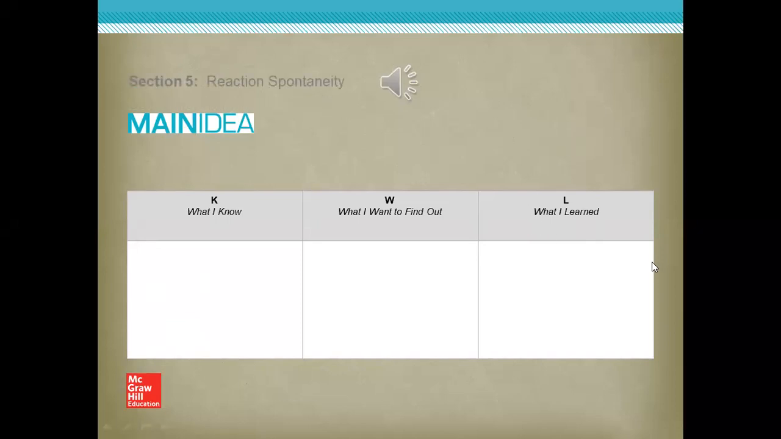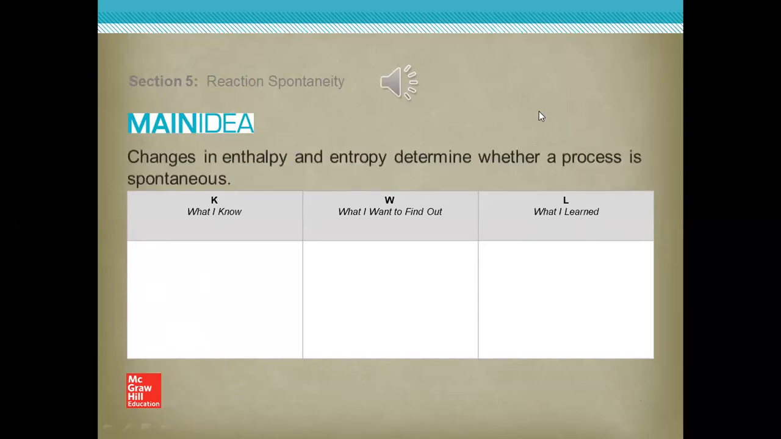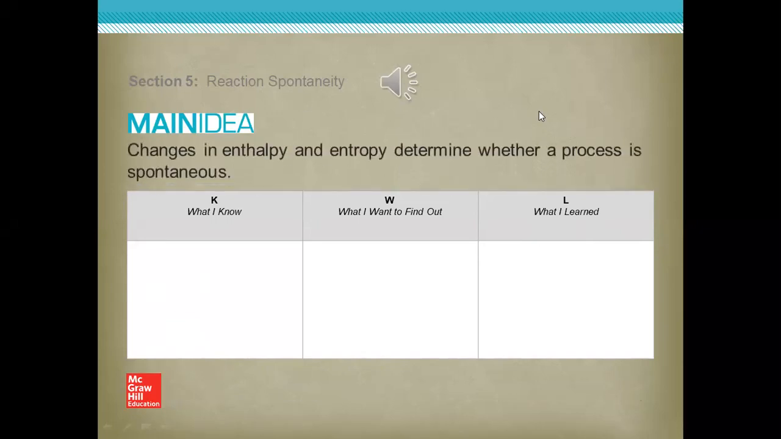So first, our title is Reaction Spontaneity. In this lesson, we are going to learn how changes in enthalpy and entropy determine whether a process is spontaneous. Section 5, Reaction Spontaneity: changes in enthalpy and entropy determine whether a process is spontaneous.